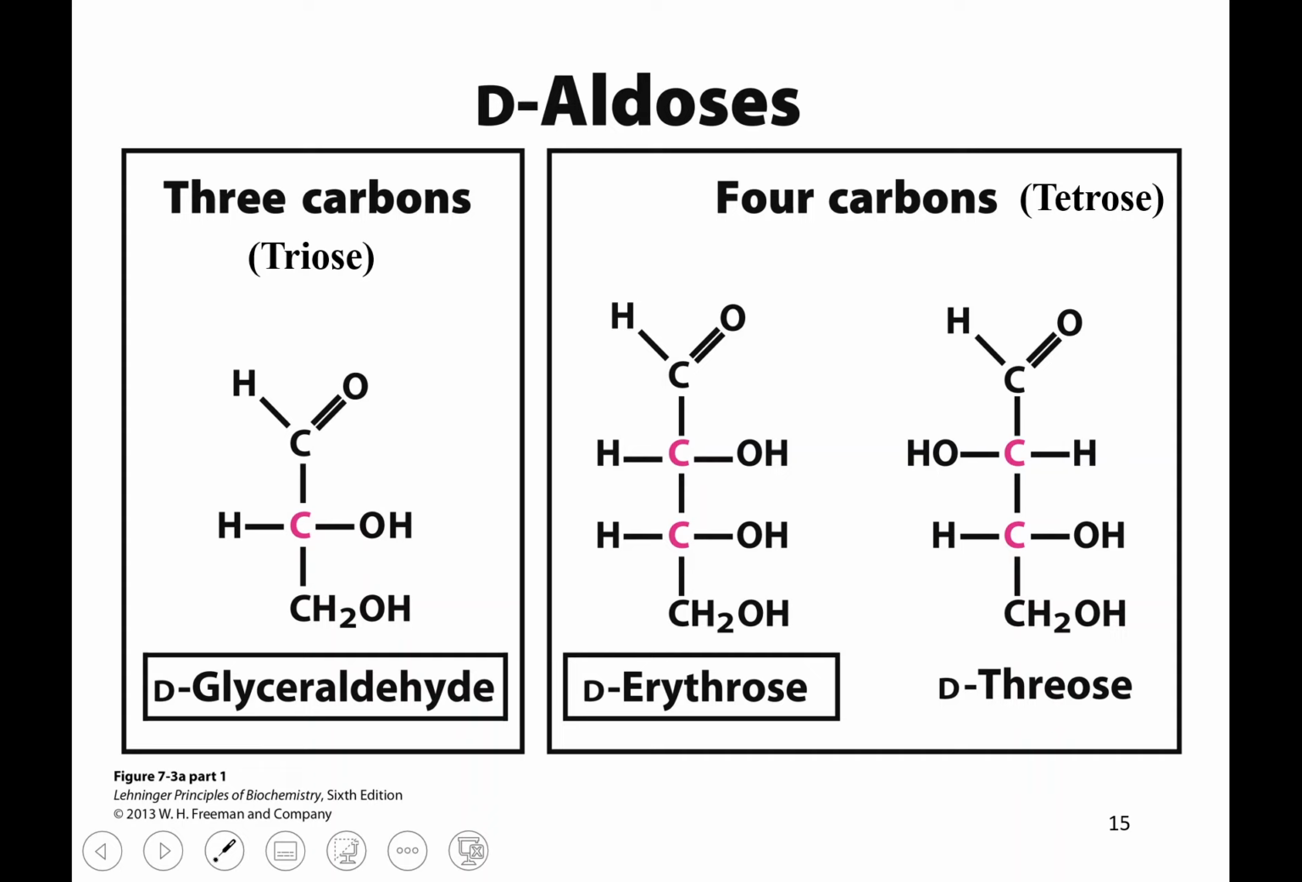Okay, for 4 carbons, we have erythrose and threose. Those are shown here. Those are both the D form because the OH at the stereocarbon furthest from the carbonyl group is pointing to the right. So for erythrose, the OHs are on the same side, and for threose, the OHs are on opposite sides. These structures you don't need to know, though.